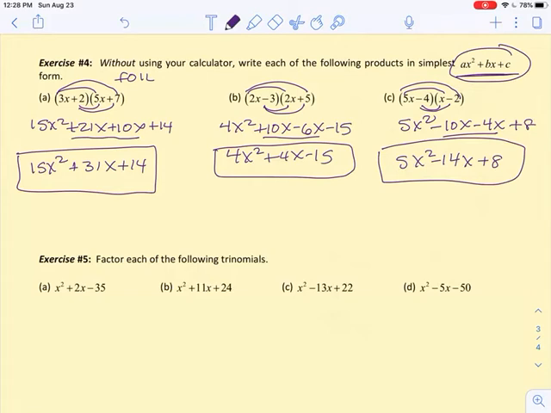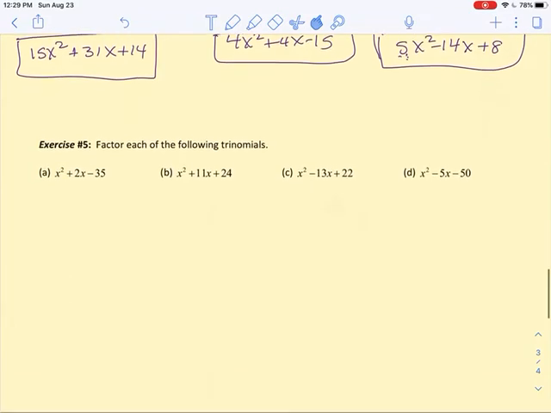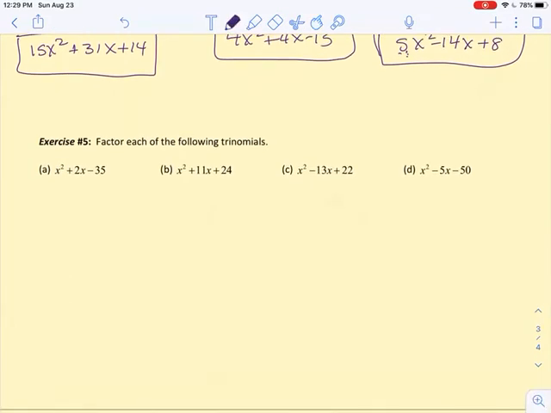So now factoring, I'm working backwards. I'm starting with this trinomial and working back to find out what my 2 factors are. We're going to start off by doing them where the first term is just an x squared. It's not going to have a coefficient in it because that's certainly a lot easier. So I'm going to set up my 2 sets of parentheses. So this is factoring trinomials, this last section right here.